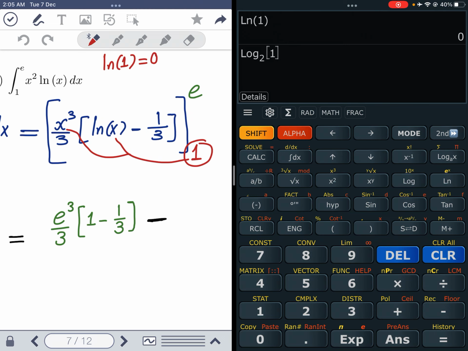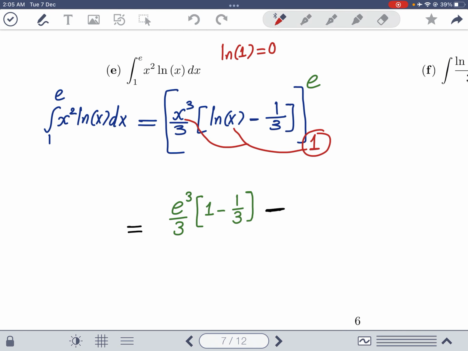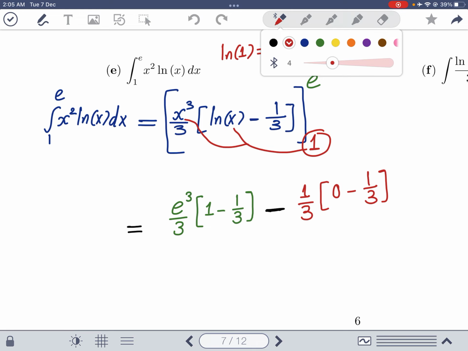Okay, so log base anything of 1 is 0. You see, any base of the log of 1 is 0. So minus, now put 1, it will be 1 cubed over 3 into ln 1, which is 0, minus 1/3. Good.